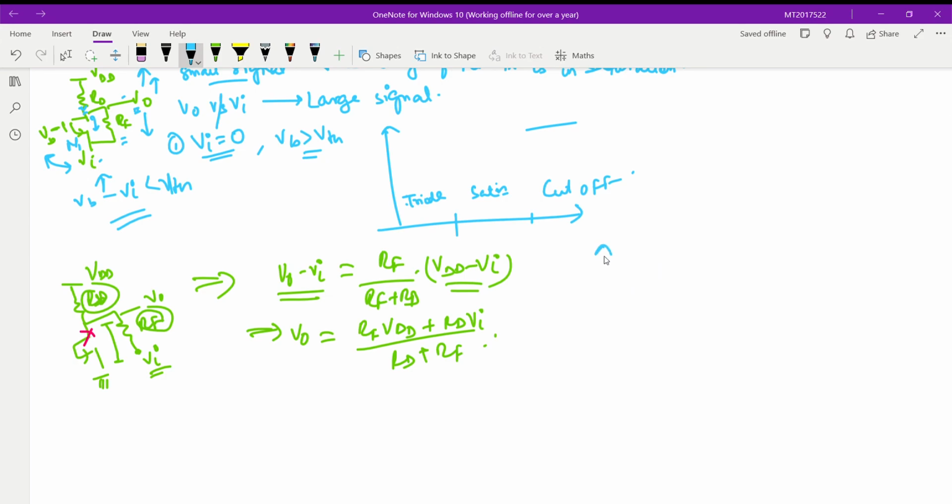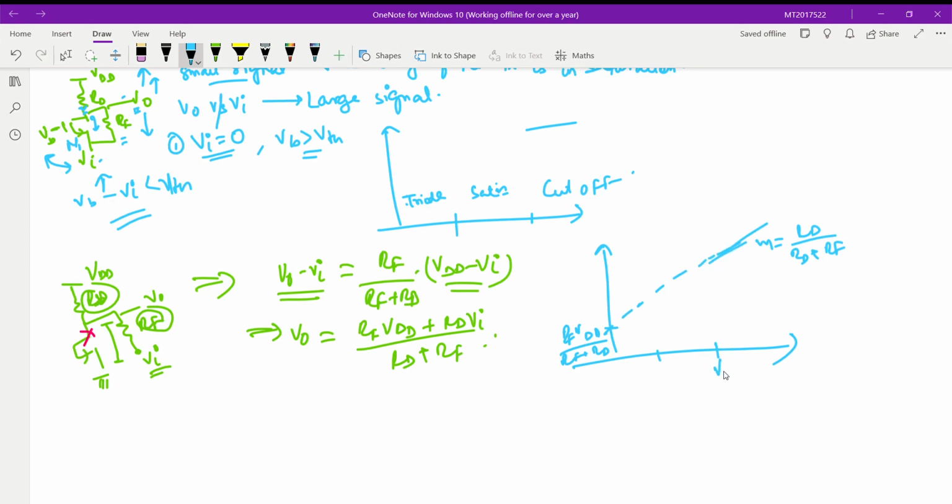So let me just quickly plot this. I am working in the third region. This is a simple line with a slope equal to RD by RD plus RF, and with a y-axis intercept of RF VDD by RF plus RD, correct?